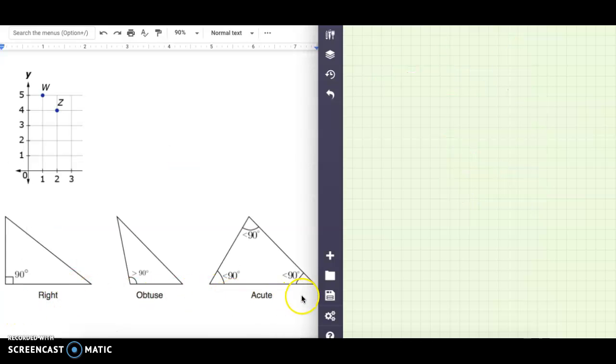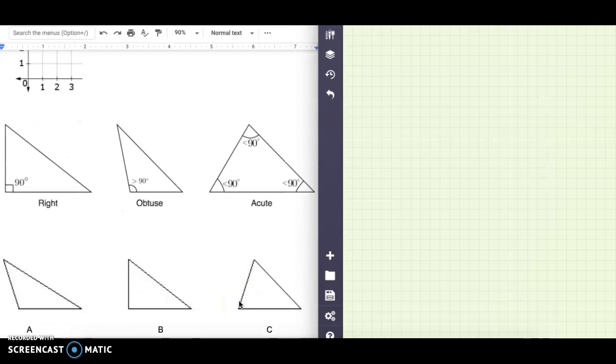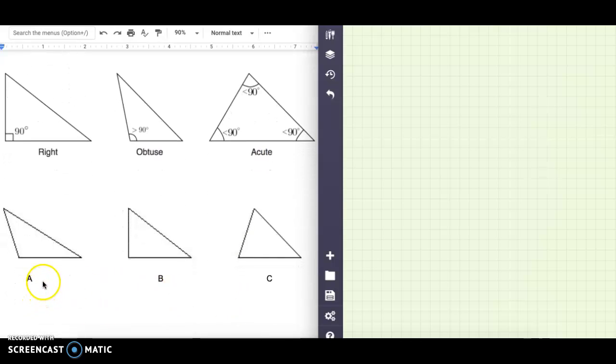Next, we have the 3 types of triangles. So a right triangle has one right angle, which is 90 degrees. An obtuse triangle has one angle that's more than 90 degrees. The other two are acute angles, but it's an obtuse triangle. And an acute triangle, all 3 angles are less than 90 degrees. So we have our 3 types of triangles according to angles: right, obtuse, and acute. So use the Edpuzzle and answer the questions about triangles A, B, and C.